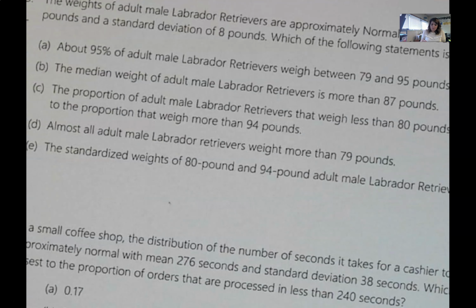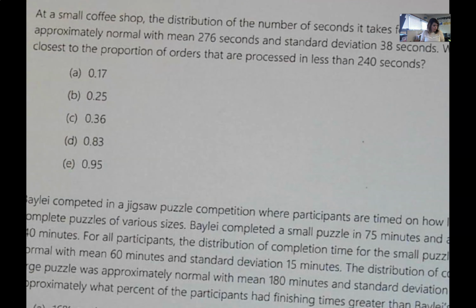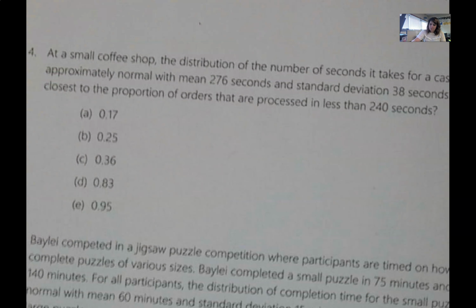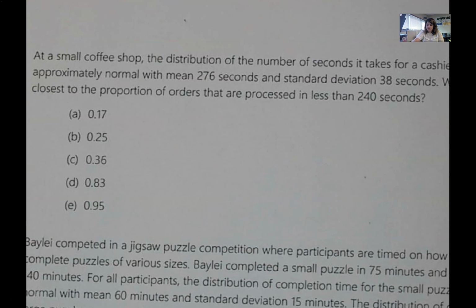I want to start on the back questions, so I want to start with number 4. Number 4 says, at a small coffee shop, the distribution of the number of seconds it takes for a cashier to process an order is approximately normally distributed with a mean of 276 and a standard deviation of 38. Which of the following is the closest proportion of orders that are processed in less than 240 seconds?